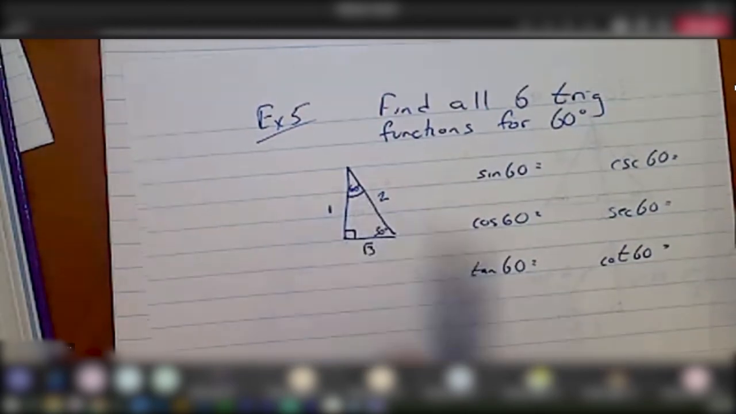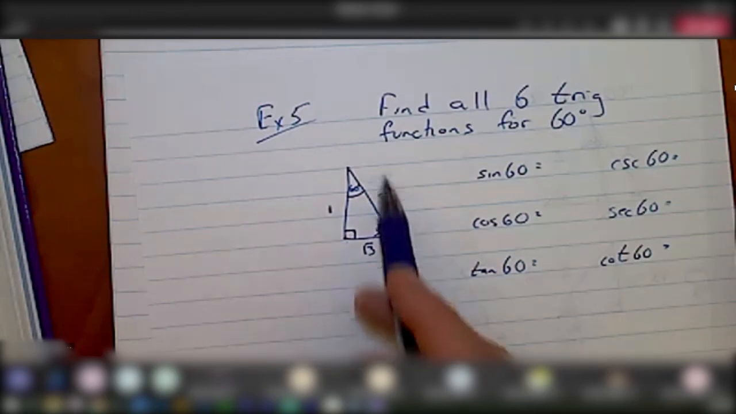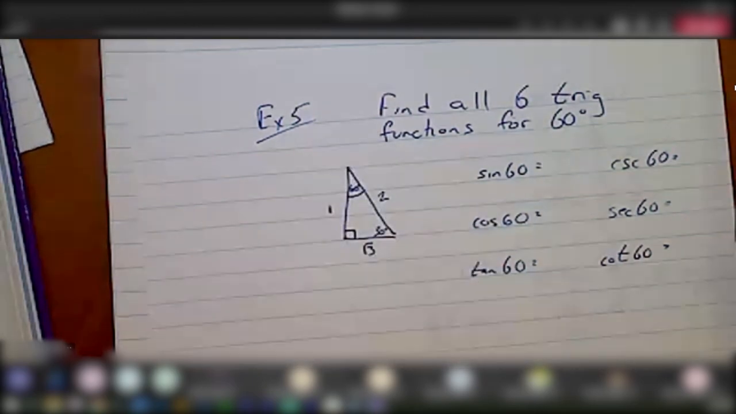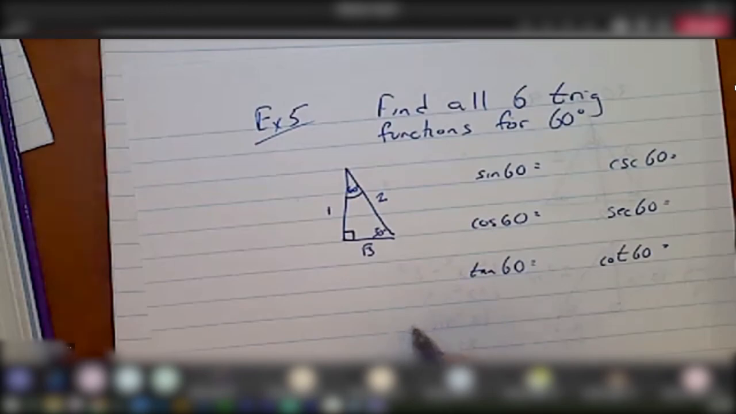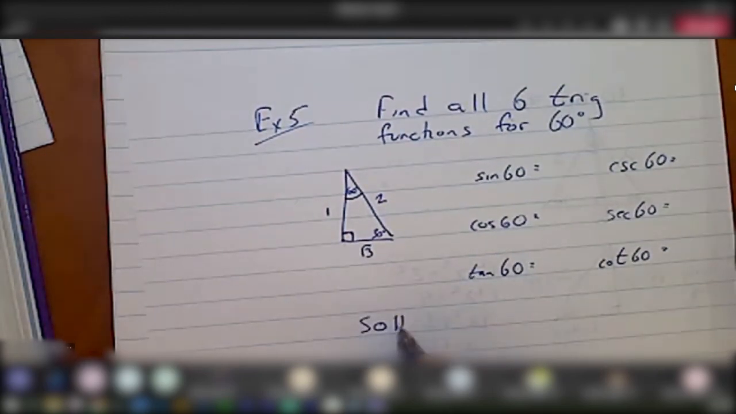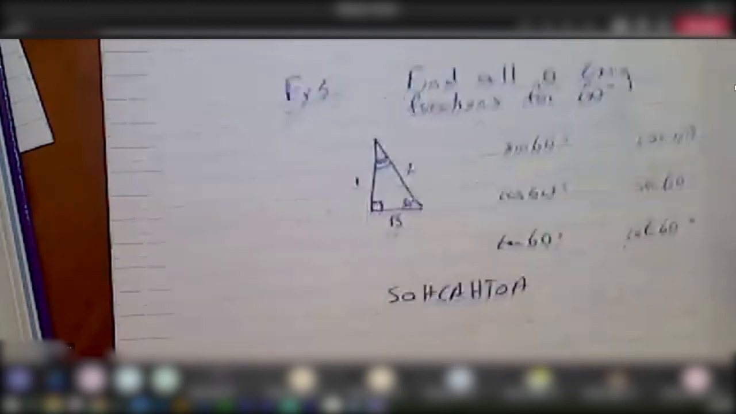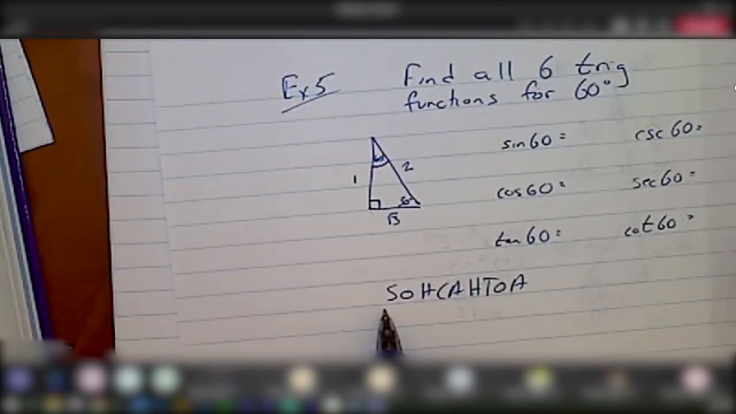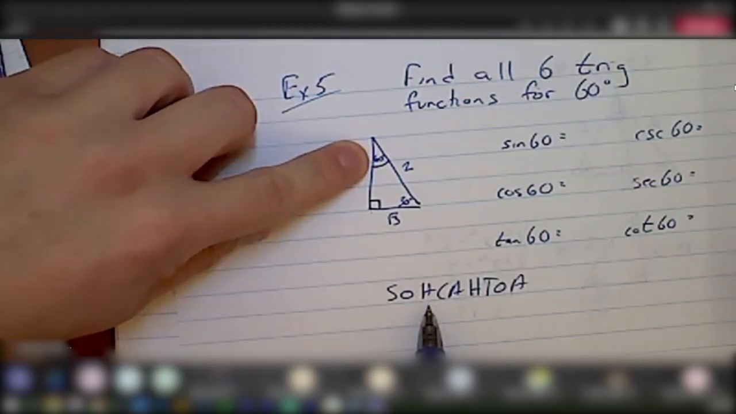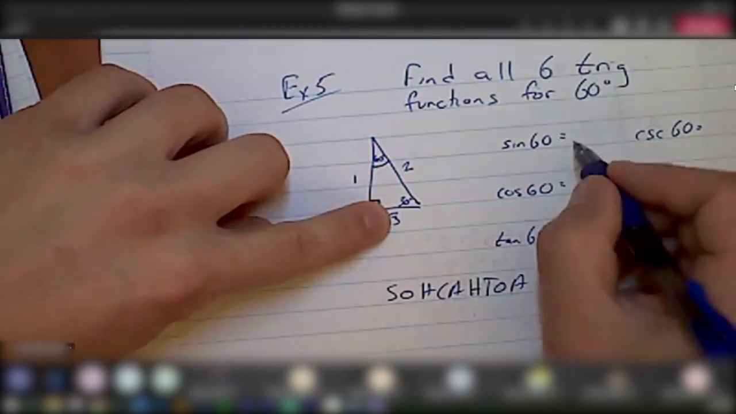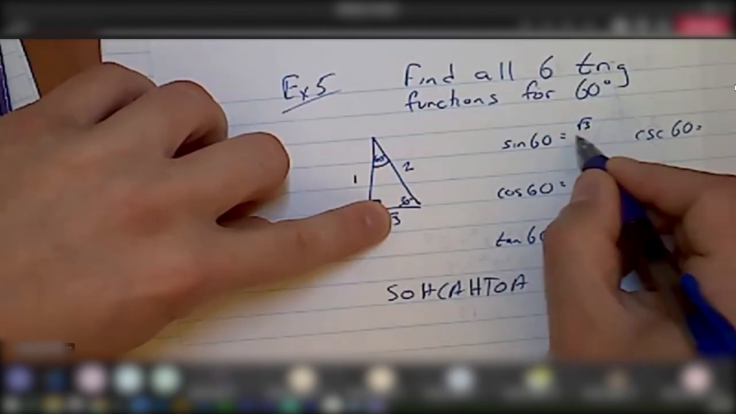Based on up here, again, we're not thinking of this in terms of x's and y's and r's anymore because this triangle is clearly pulled off the coordinate plane. We're now thinking in terms of SOHCAHTOA. So I'm thinking of sine in terms of the opposite leg over the hypotenuse. Based on this 60-degree angle, the opposite leg is the square root of 3, over the hypotenuse, 2.